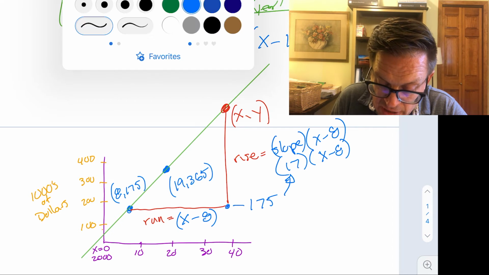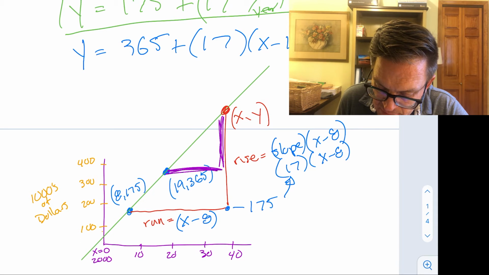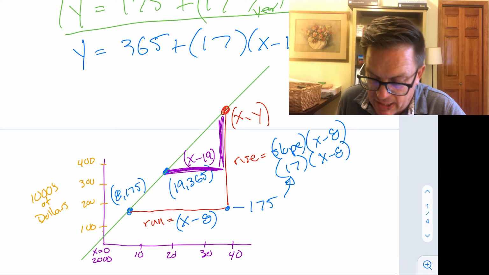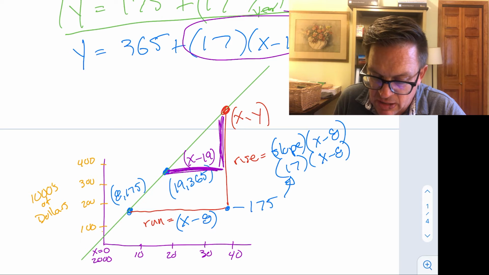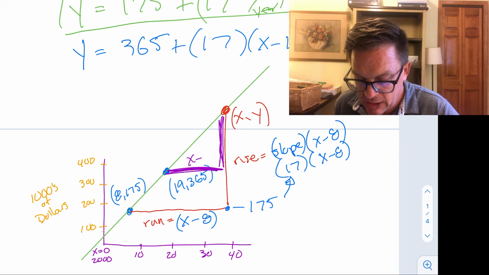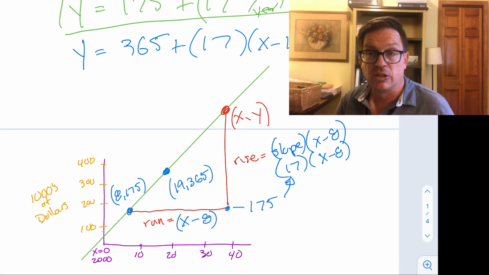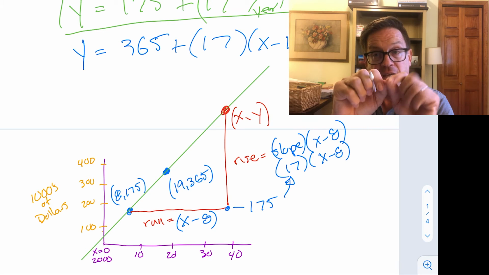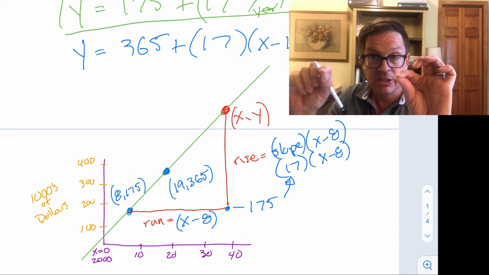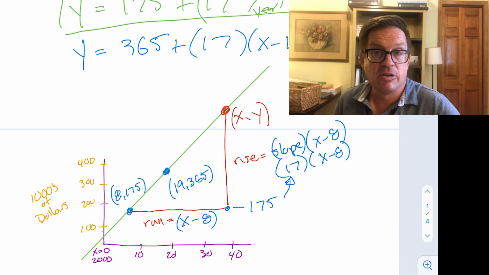If I had chosen to use the other point, I would have the same type of triangle, but I would just have this being my run, x minus 19, and my rise would be 17 times x minus 19, starting at a value of 365. So you can use either of those points for your initial point, your anchor point for your model, and just say from that value for the revenue, I move over this many years, and every year I go up $17,000, so I increase by the number of years times 17.